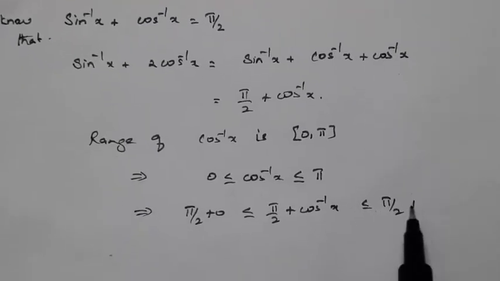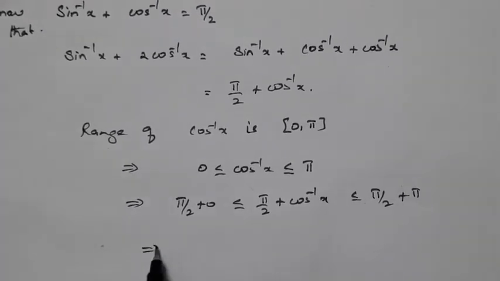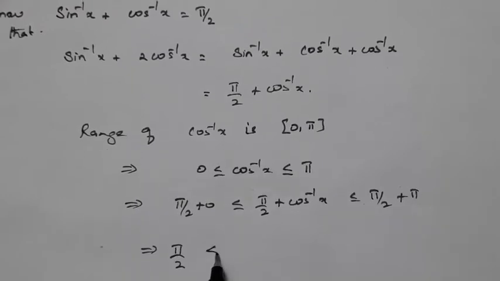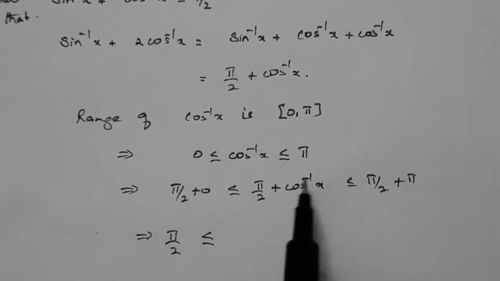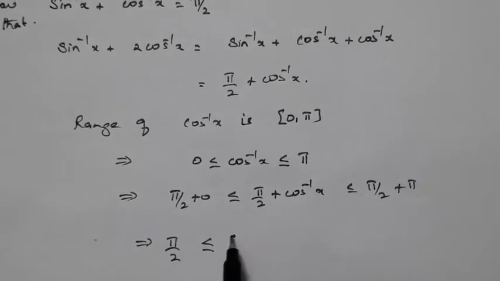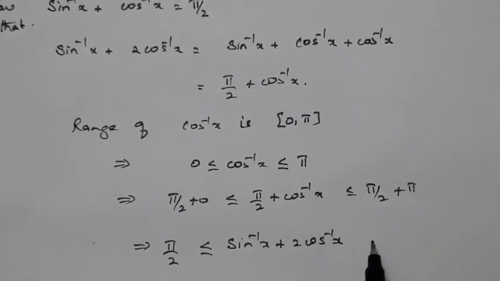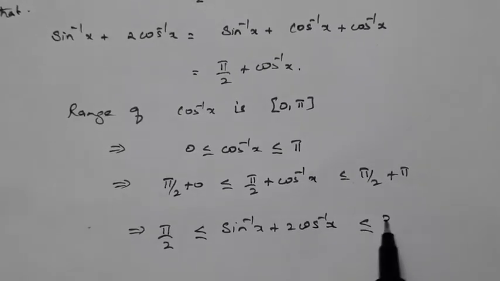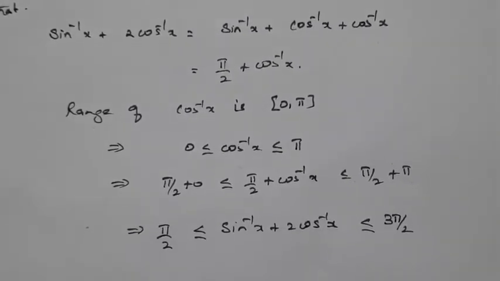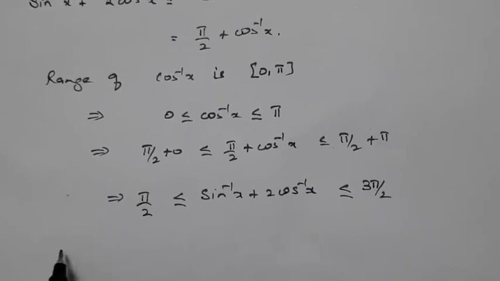So, what happened? Pi by 2 plus 0 is nothing but pi by 2, which is less than or equal to pi by 2 plus cos inverse of x, which is equal to sin inverse of x plus 2 cos inverse of x. So, we can replace it, and pi by 2 plus pi is 3 pi by 2. So, we have proved the required result, which is the required one. Okay. Hence the proof.